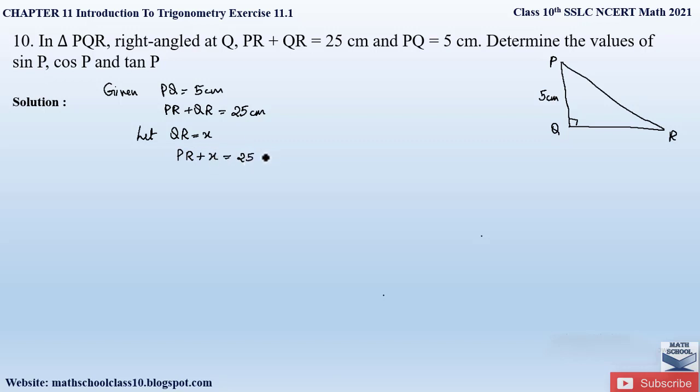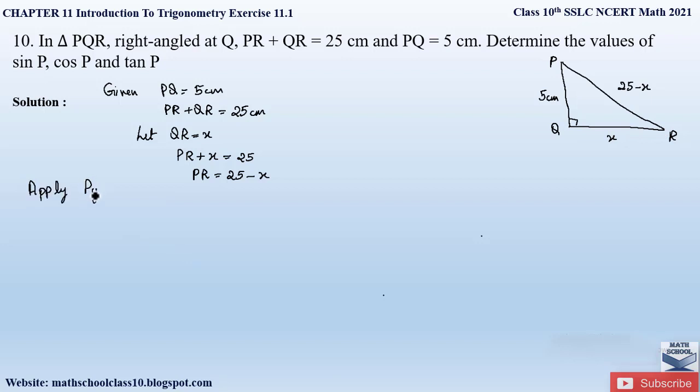Now let us send this X to the right hand side. So we will get the PR value. PR is equal to 25 minus X. Right. Now we have got the value of PR, that is 25 minus X, and we assume QR to be X. Now we will apply the Pythagoras theorem to this triangle PQR and we will find out the X value.